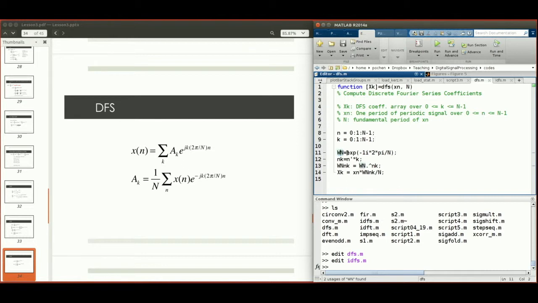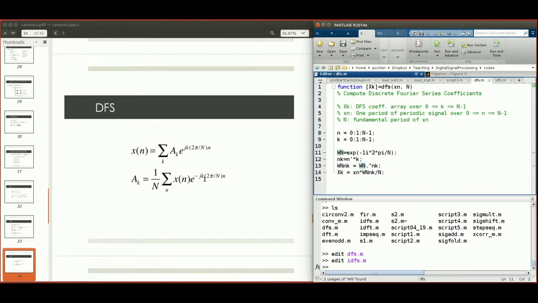And then big Wn. Wn is basically this complex exponential, e to the minus j times 2 pi divided by big N, right? That's this complex number, exp of minus 1i, the j here. It's the same thing, 2 pi divided by big N.